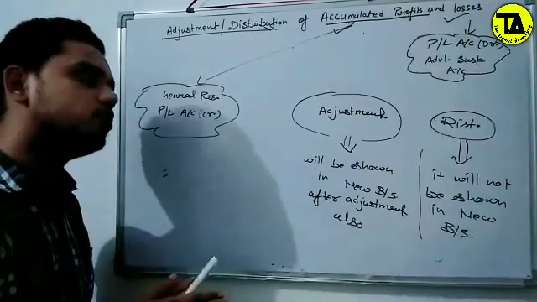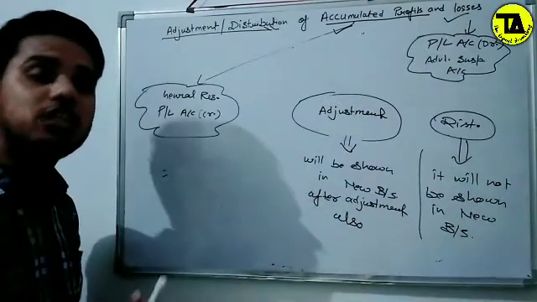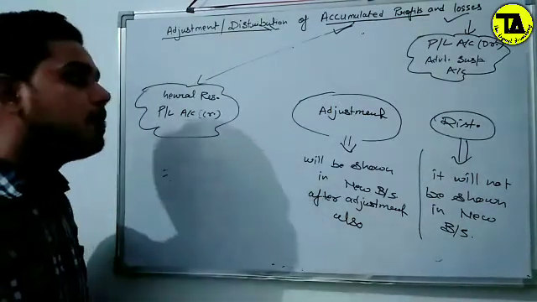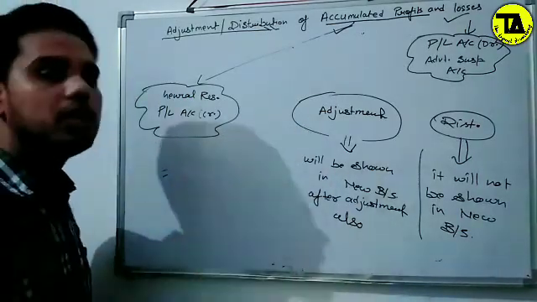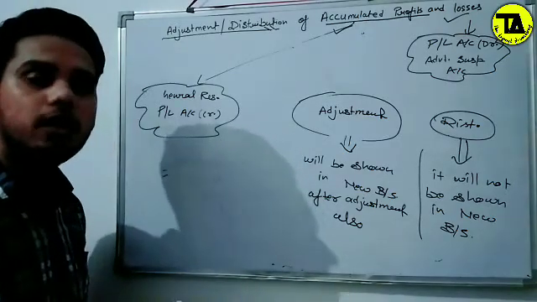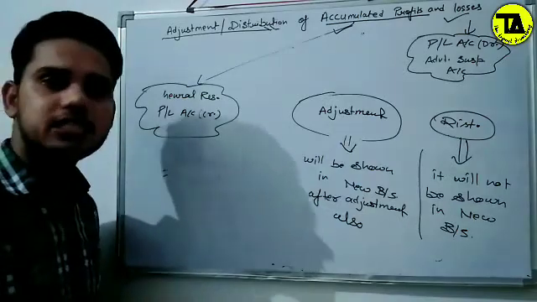If you are distributing something, it will not be shown in the new balance sheet, because the balance sheet is prepared after adjustment or distribution. But if you are adjusting accumulated profit or accumulated loss, it will still show in the new balance sheet, because you are not distributing that thing, you are adjusting it.